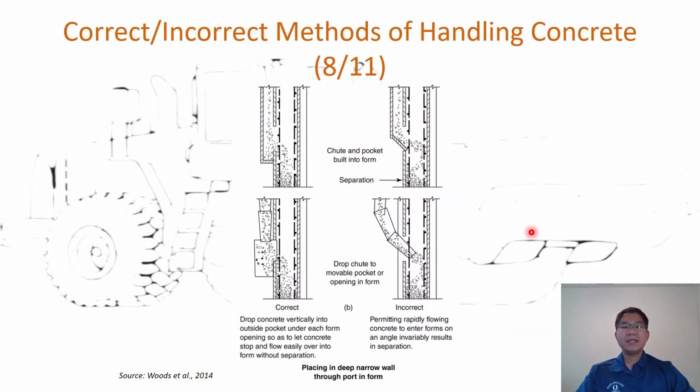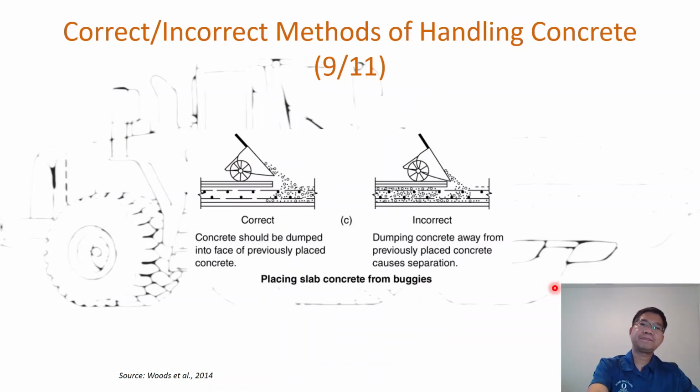And if you place concrete in a narrow form, and the structure is tall, like a wall or column, we may have an opening to reduce the effective height of placing concrete, because if we drop the concrete too high, it will get segregation. But when you make that opening, the left side shows the correct way to do it compared to the other side, which tends to have more segregation.